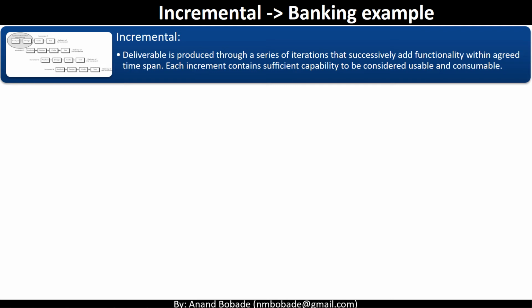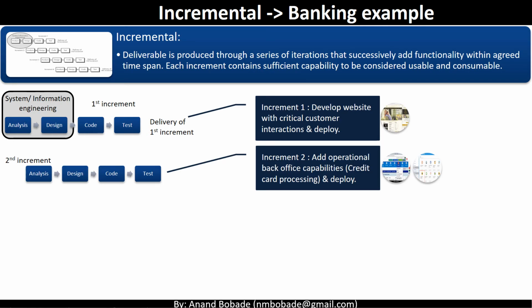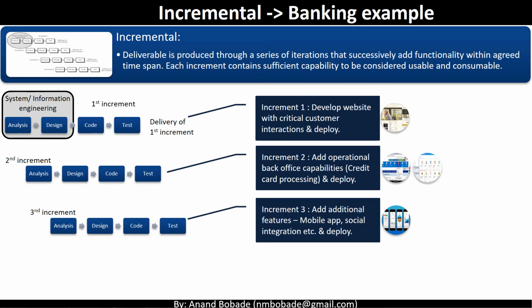In this bank example, in the first increment, we develop a website with a critical customer interaction, deploy it to the server, and it is available for the customer to use. In the second increment, we add operational back office capabilities, for example, credit card processing, deploy it, and again it is ready to be used. In the third increment, we add additional features like a mobile app, social integration, etc.